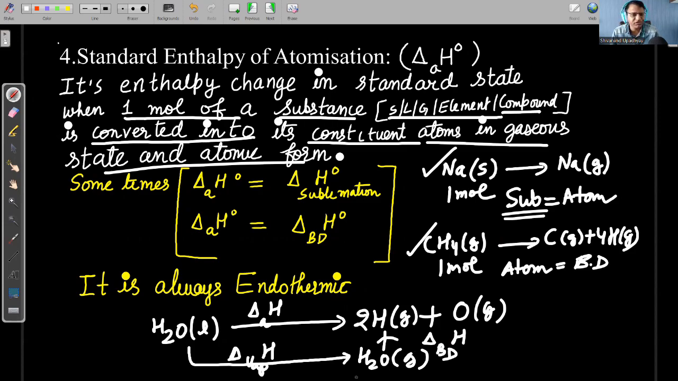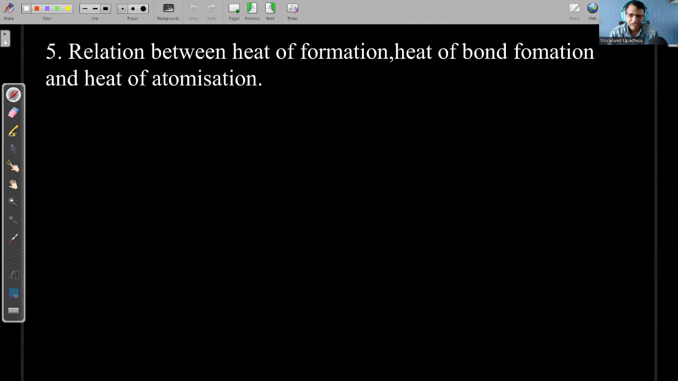So it's very simple. Whatever the substance it is, 1 mole तो हर definition में लेना है, and then you have to convert into atomic form in gaseous state. तो atomization हो गया. गैसियस स्टेट में ही तो एटॉमिक फॉर्म में होंगे ना, एटम्स अलग अलग होंगे, तो नाम भी बहुत लॉजिकल है, राइट? So I don't think that you will forget about this atomization. Now, I was going through the past year questions, and in JEE Advanced also, this is fixed.